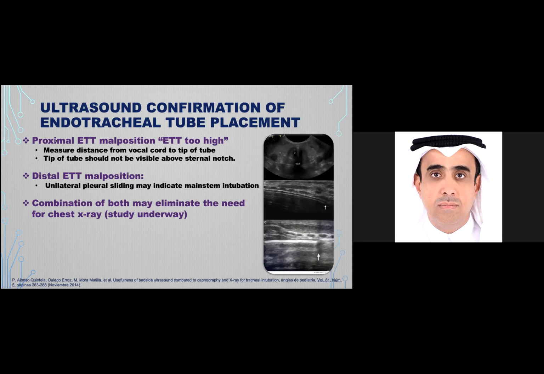If you want to find whether the tube is malpositioned too high, you look for the artifact of the tube in place. If you can see the tip of the tube, that means it is too high, so you have to push the tube. If you cannot see the tip of the tube and you cannot visualize bilateral sliding, then you are too deep, so you have to pull the tube.